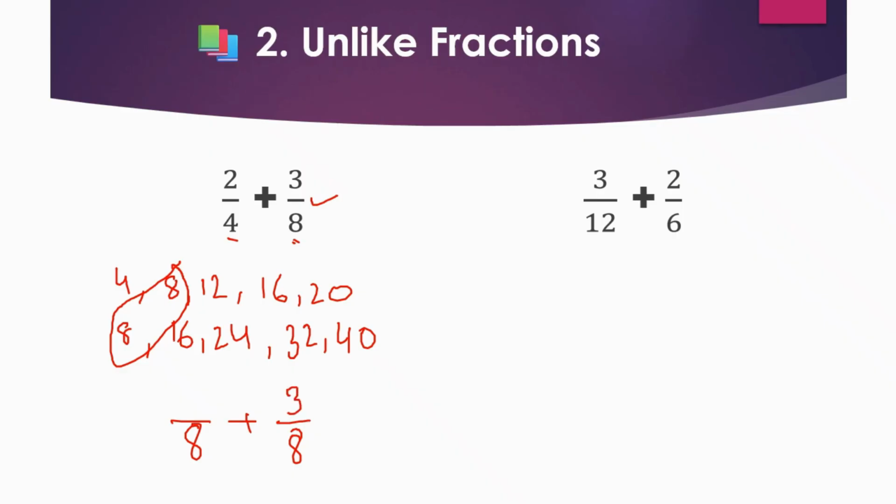In the first fraction, we will see 4 times what gives you 8. We know that 4 times 2 is 8, so you will multiply this fraction by 2. 2 times 2 is 4 and it's 8. So by applying the property of like fractions, now they have the same denominator, add the numerators only. 4 plus 3 is 7, so it's 7 by 8.